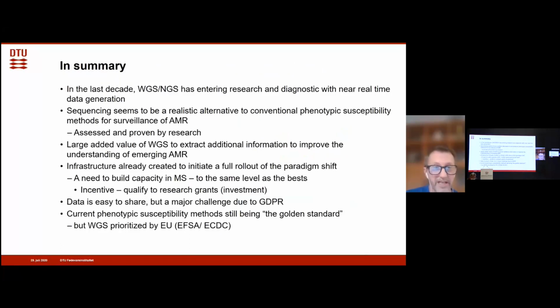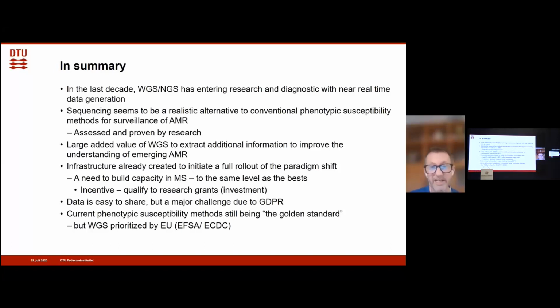So basically, in summary, in the last decade, we have seen that whole genome sequencing has entered mainly research and academia, but also diagnostics with almost real-time data generation. We can see that it's definitely a realistic alternative to conventional phenotypic susceptibility testing methods, also for surveillance. It's now been assessed and proved by research, and there's a very large added value of whole genome sequencing to extract additional information from the genomes to improve understanding of the emergence of high-risk clones and AMR.